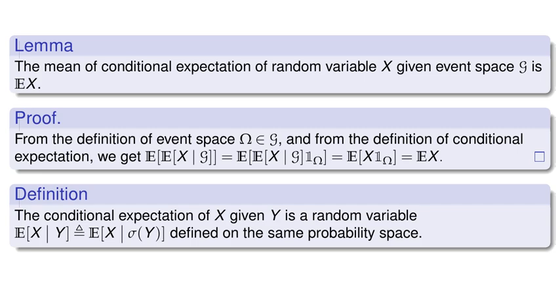Now we can define the conditional expectation given another random variable. The conditional expectation of x given y is defined as the conditional expectation of x given the sigma algebra generated by y, sigma of y. That is, expectation of x given y is defined as expectation of x given sigma of y.